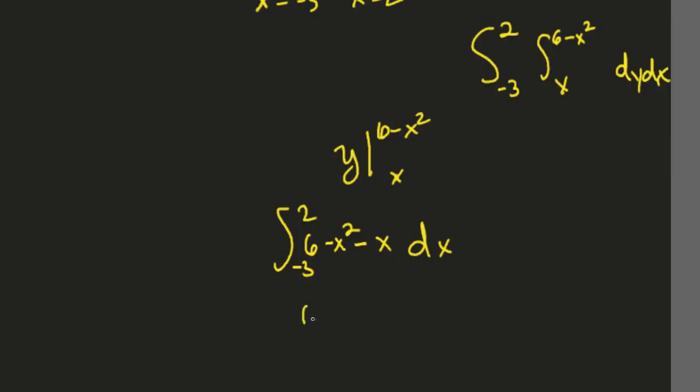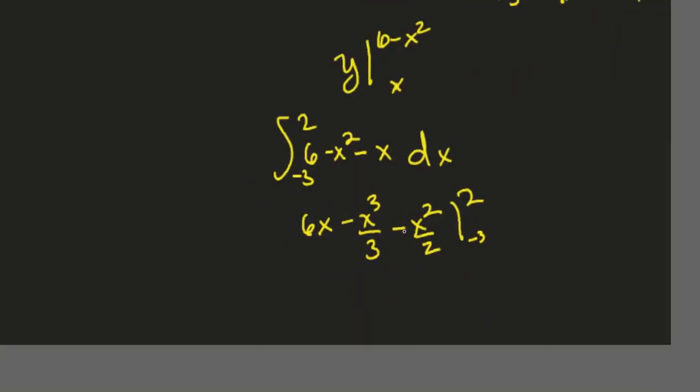And you get 6x minus x cubed over 3 minus x squared over 2, evaluated between 2 and negative 3. So if I plug in a 2, I'm going to get 12 minus 8 over 3 minus 4 over 2. Minus, 3 plugged in is going to be a negative 18. You can double check my numbers there.